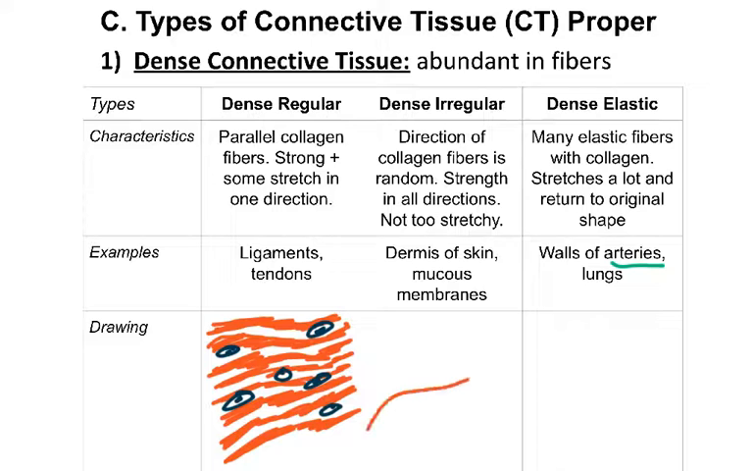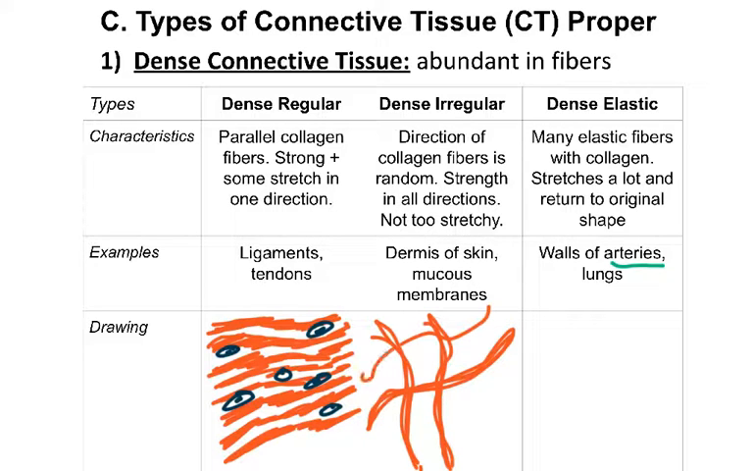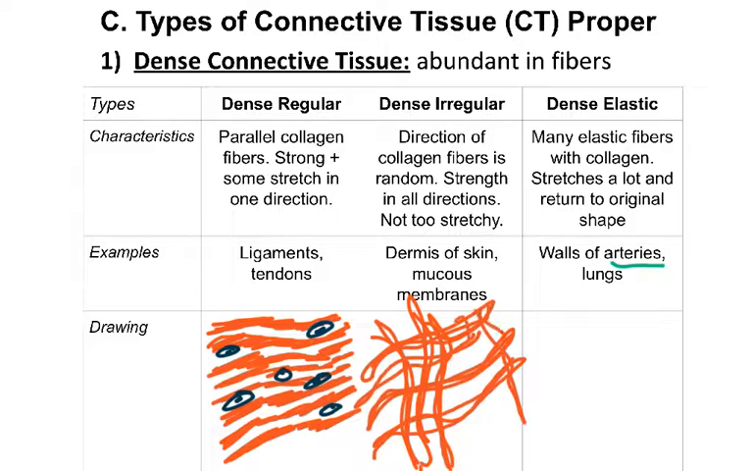Dense irregular has collagen fibers that go everywhere. But a big thing about dense irregular is you shouldn't have too many holes, otherwise it would be areolar. So really fill up the space, but have your collagen fibers wiggle throughout in many directions. It's kind of hard to draw, but you'll get there. And then in different spaces you should have the fibroblasts there to help form the collagen.